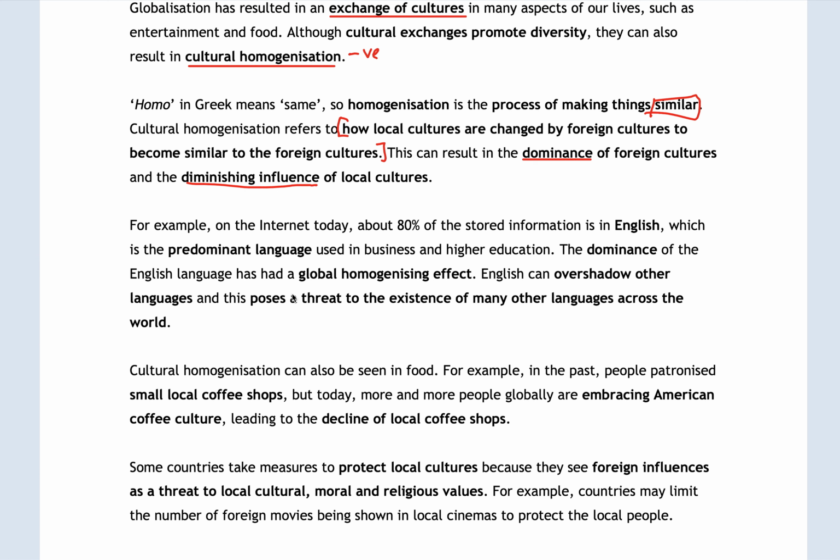It poses a threat to the existence of other languages as well, if you think about it. Just a very simple example, your mother tongue languages. Like I mentioned before, there's a reason why we study mother tongue languages in Singapore. But how many of you actually prefer to use your mother tongue language over English? So that's something to consider when we're talking about the homogenizing effect of certain cultures.